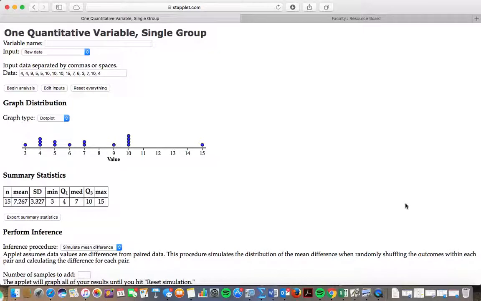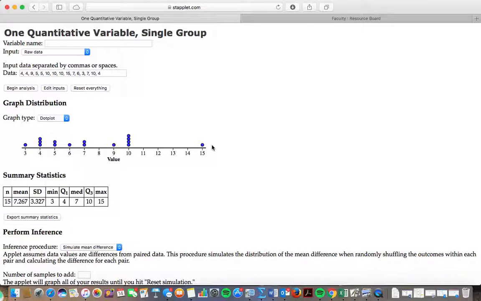The shape is bimodal, technically. Okay, so the shape is bimodal. That's great. You got that. What else? There's an outlier at 15. Would you agree? Yes. I think that's good.